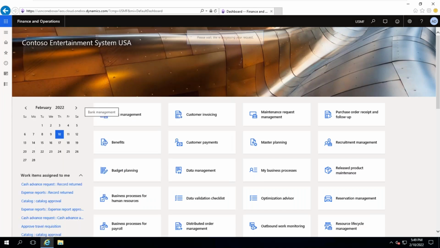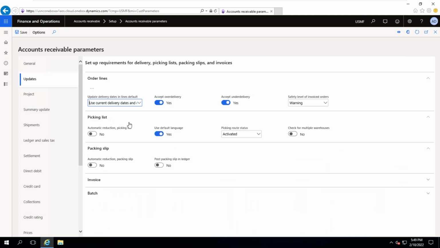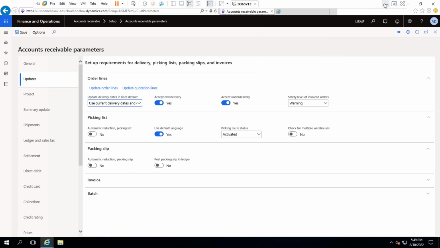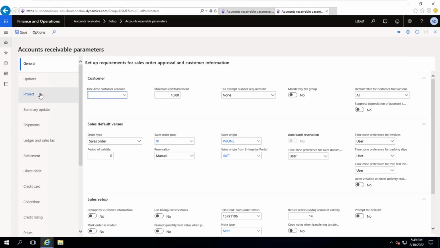parameters. So first I will not enable this checkbox. I'm not enabling this checkbox, Post packing slip in ledger. If I'm not enabling it, then these temporary postings will not be posted. Only these 4 transactions will be updated. Let me show you that one first, and then we'll proceed with the remaining.